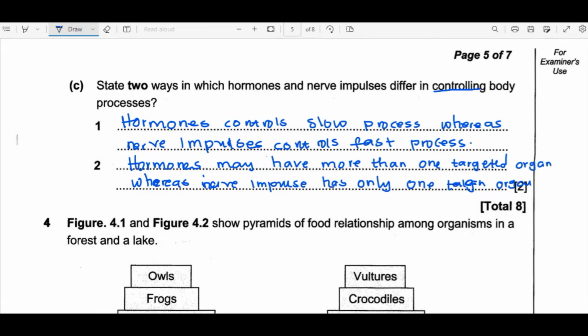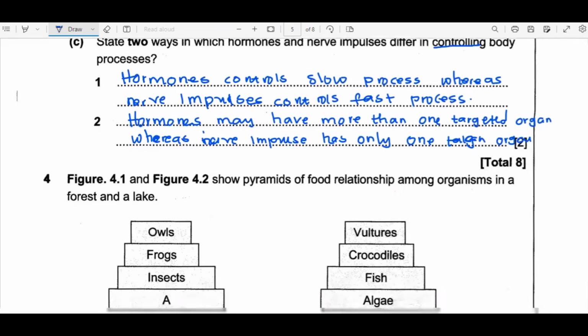If the response is the withdrawing of a leg from a hot object, the motor neuron that will be sent after interpretation must only go to the muscles. That's all. So that is the key point. If the action has to do with blinking, it has to be the blinking only. So that is what I wanted to share with you on this one.